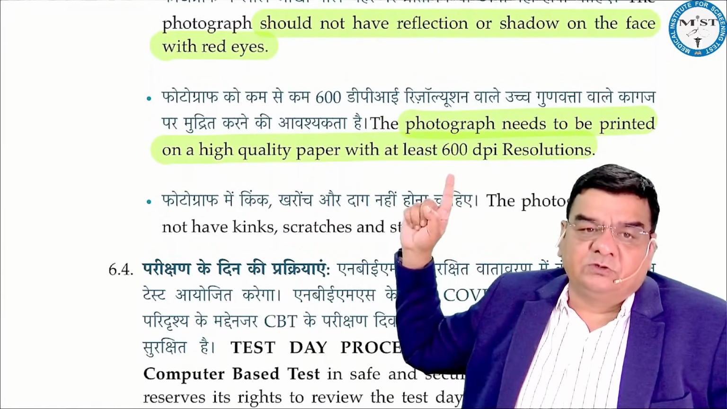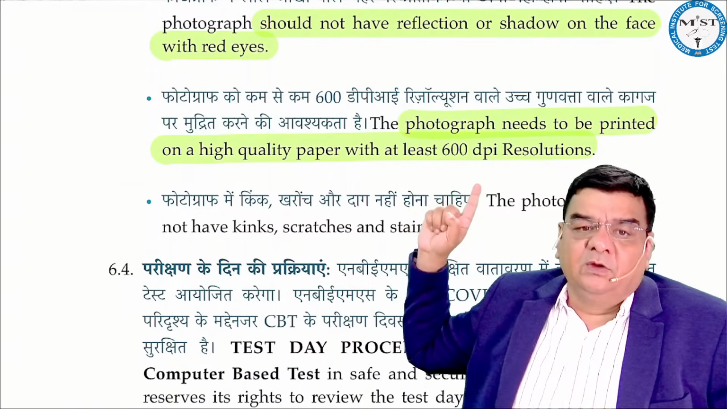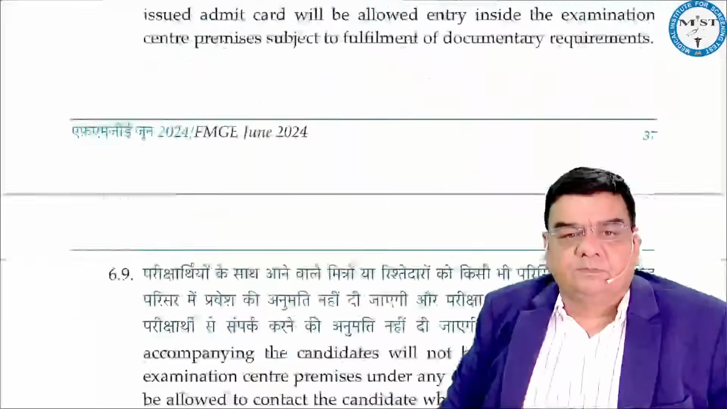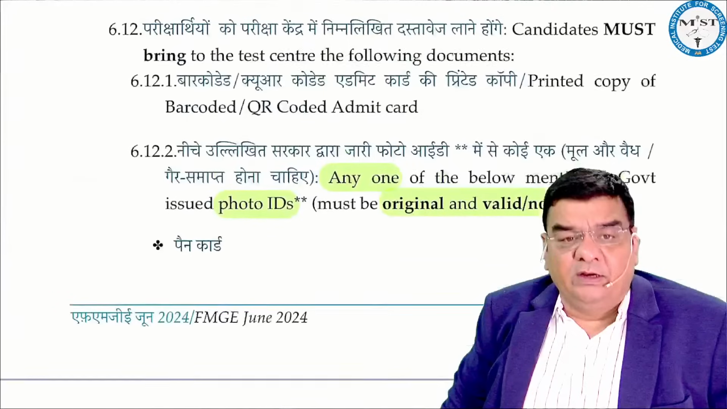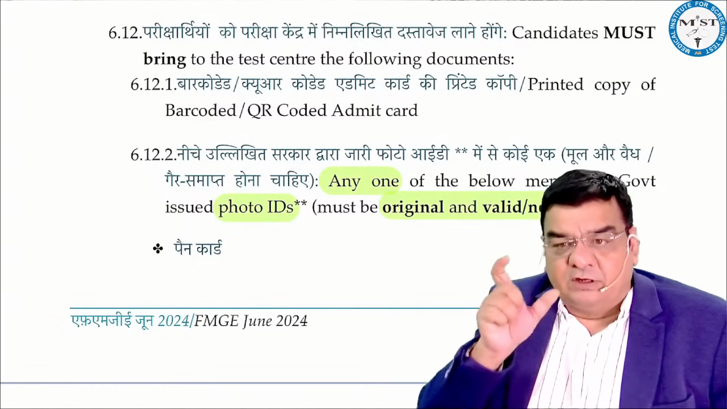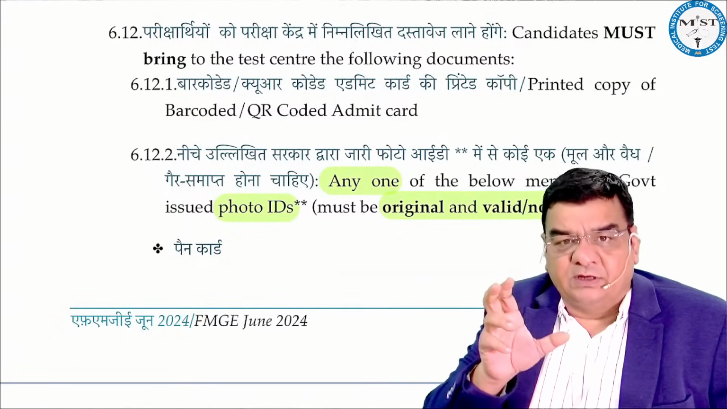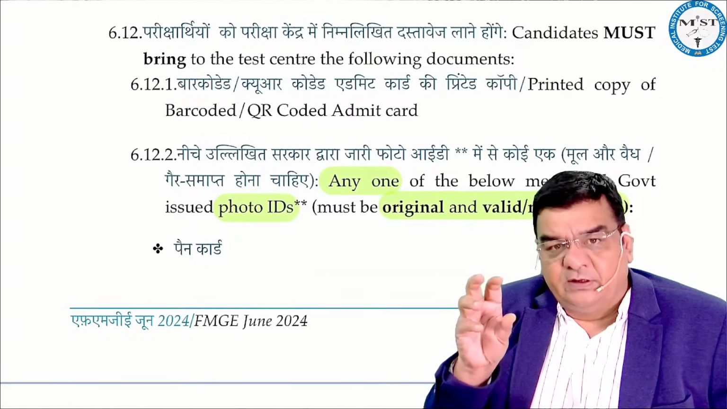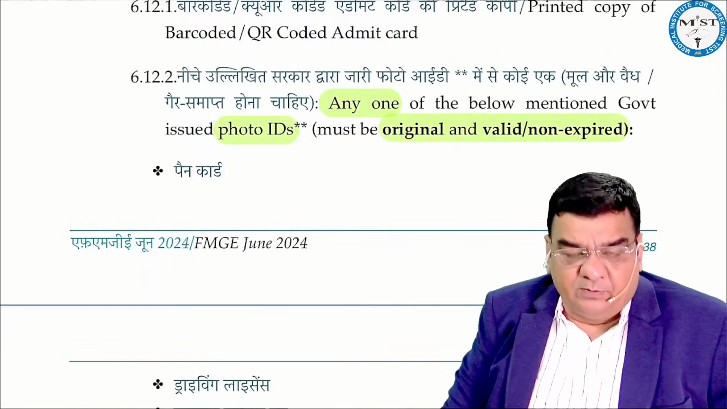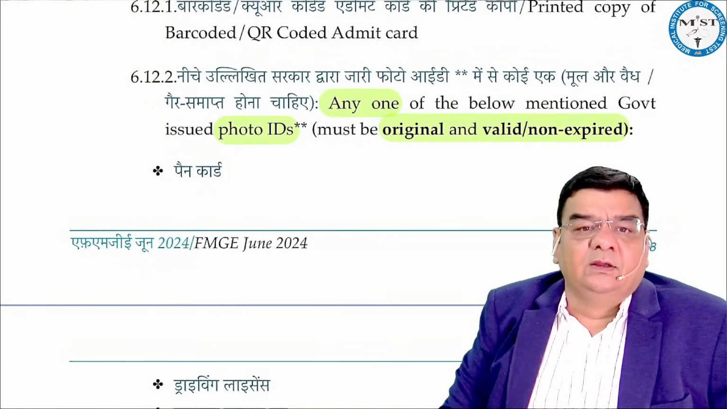The photograph needs to be printed on high quality paper with at least 600 dpi resolution. And there are further details, beta, for these photographs, thumb impressions, and signatures, which are mentioned on the NBE website only. There is a separate manual for that. So please visit that manual. If time permits, we'll go through that manual as well.